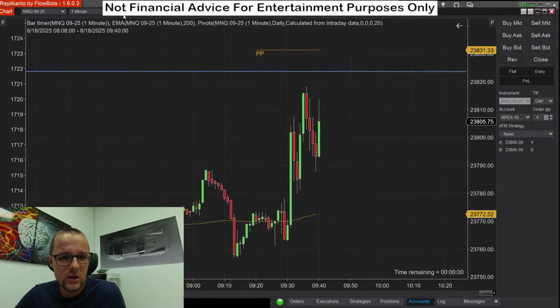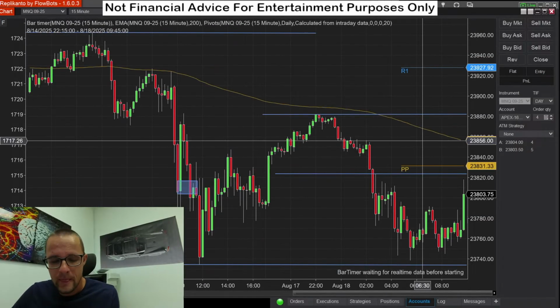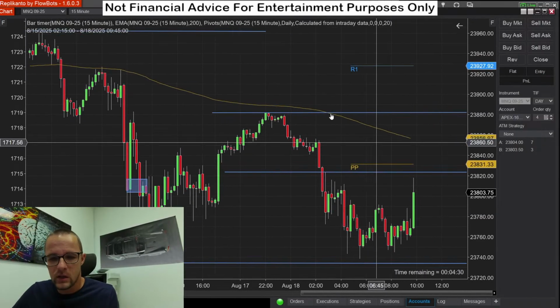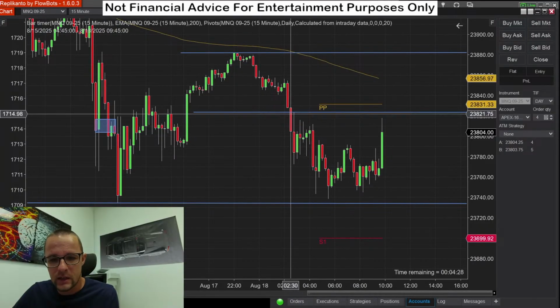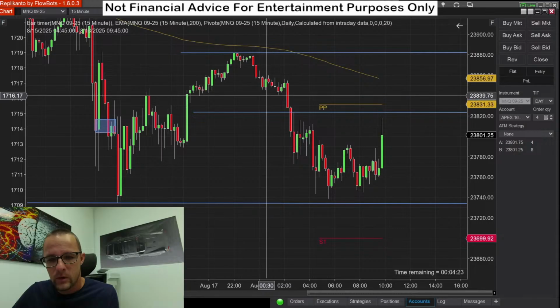You can kind of see what's going on the 15-minute chart. When you look at the 15-minute chart, you see what's going on, right? We got this 15-minute level up here. We got a pivot point. We also got a lot of resistance up here.